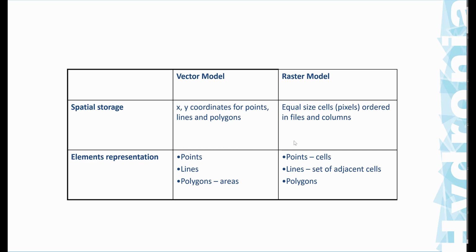The raster representation is based on cells, as I mentioned, that are regular in size, and in the model we use raster cells that are formed by squares mainly.